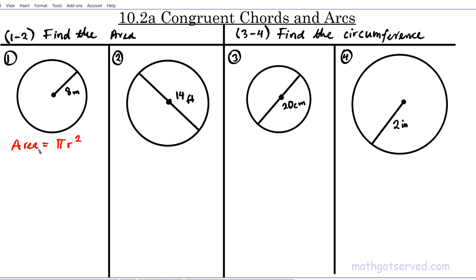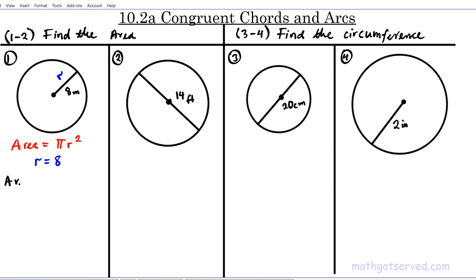So in this particular circle here, this is the radius. So the measure of our radius is 8 meters. So let's go ahead and specify that. Our radius r is equal to 8 meters. So that's basically all you need to know to find the area of a circle. If you know what the radius is, then you can find what the area is.